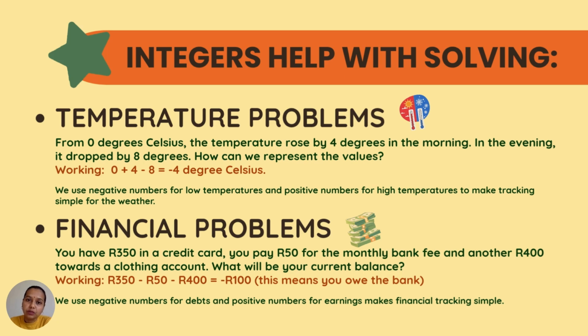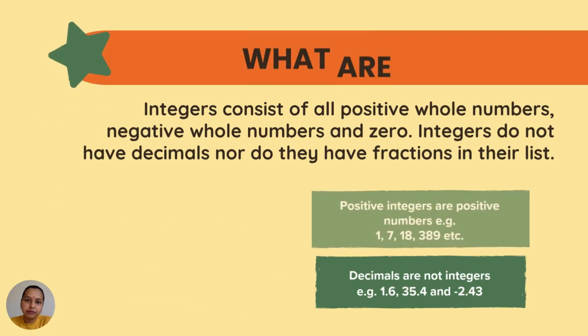So in the working it shows you 350 Rand minus 50 Rand minus 400. And that would give you a negative value. So we have negative 100 Rand. This shows us that we are owing the bank. So we use negative numbers for financial problems when we are in debt and positive numbers when we have a value in our account. Let's move on.